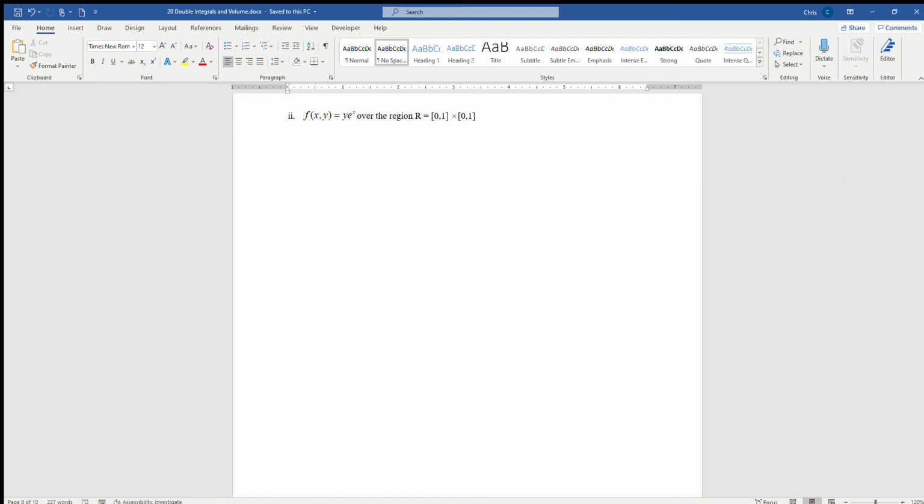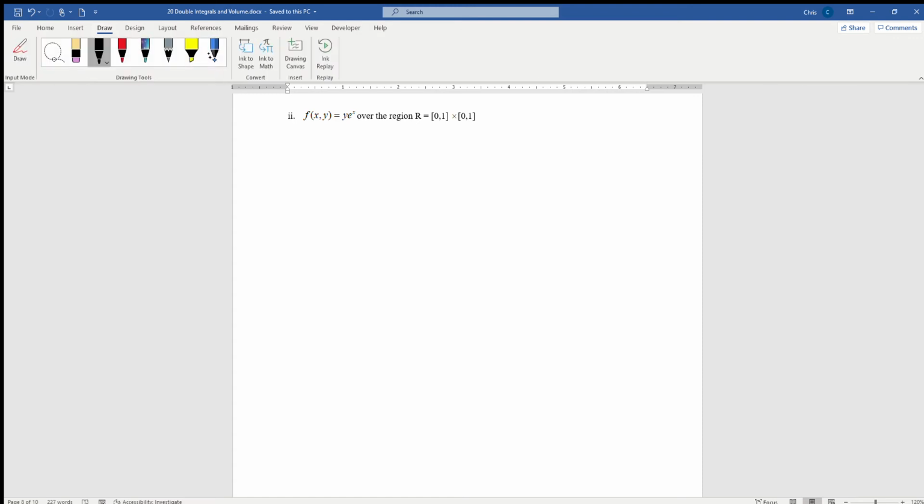A final example of tying everything together, of being able to use the midpoint rule and the analytic method to approximate volume. We have our function f(x,y) = y e to the x, given the region 0 to 1 on the x and 0 to 1 on the y axis.